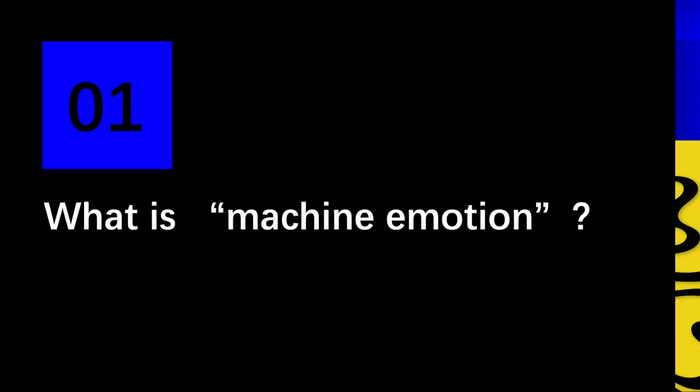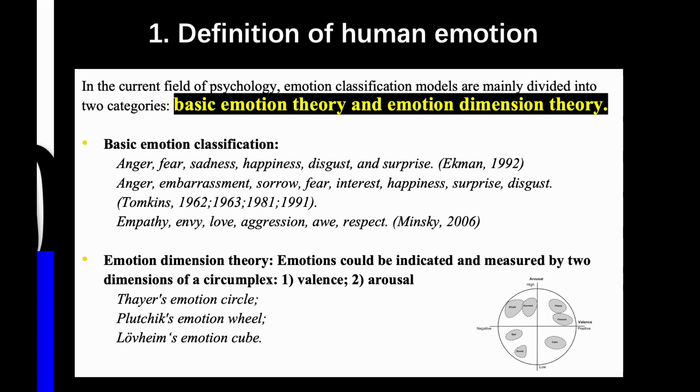First part, what is machine emotion? We know that emotional expression is directly related to the transmission of facial expressions. There are 2 major emotion classification models. One is basic emotion theory, and the other is emotion dimension theory. The concept of basic emotion is deemed a classification that defines a group of similar emotions. These emotions are marked by extents such as joy, happiness, or ecstasy. Many scholars, Ekman, Tomkins, Minsky, have all tried to classify the basic emotions.